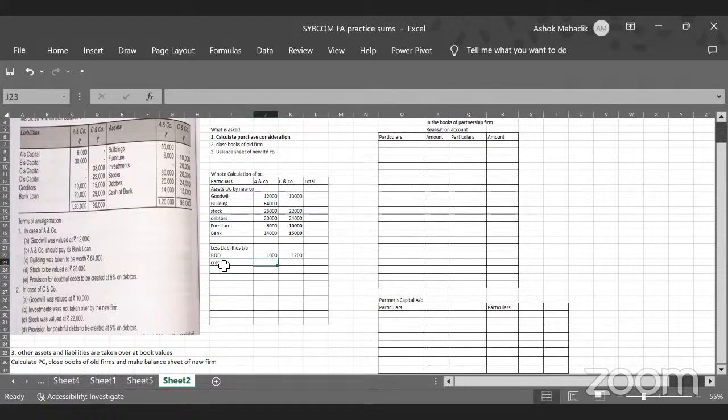Okay. Values are 10,000 and 15,000. I hope this is clear. Okay. Next, bank loan.